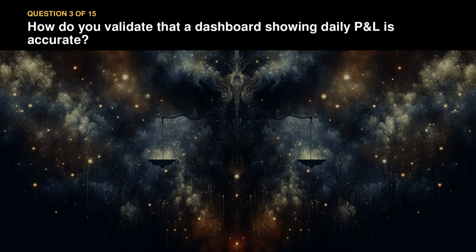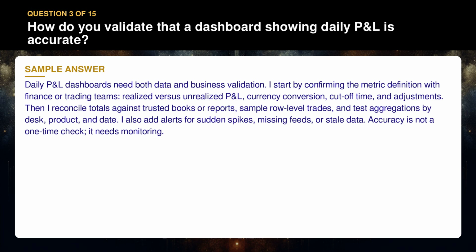Question 3. How do you validate that a dashboard showing daily profit and loss is accurate? Daily profit and loss dashboards need both data and business validation. I start by confirming the metric definition with finance or trading teams: realized versus unrealized profit and loss, currency conversion, cutoff time, and adjustments. Then I reconcile totals against trusted books or reports, sample row-level trades, and test aggregations by desk, product, and date. I also add alerts for sudden spikes, missing feeds, or stale data. Accuracy is not a one-time check.